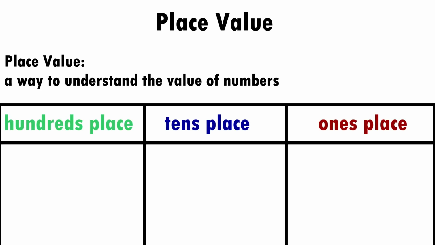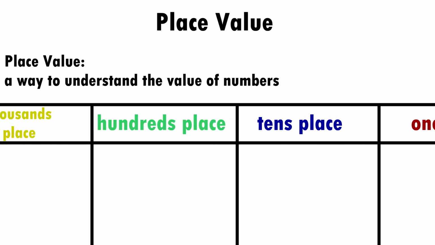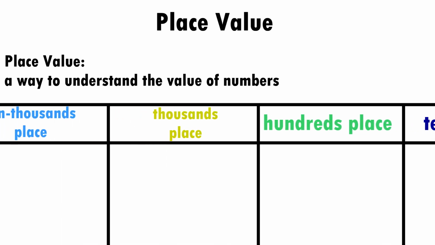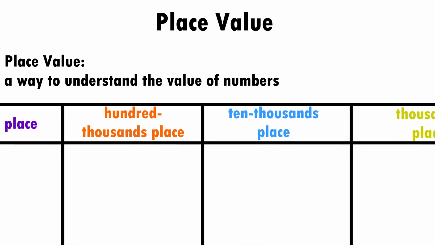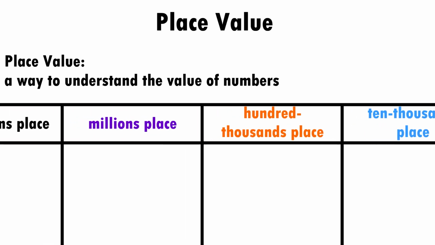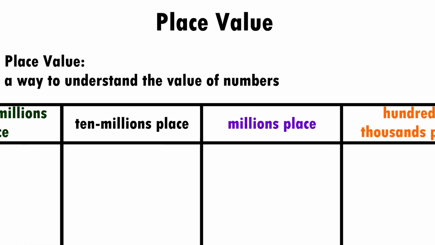Let's look at this chart. To the very right, we have the ones place. To the left of the ones place, we have the tens place. Then we have the hundreds place, thousands place, and even 10,000s place. As we keep going to the left on the table, we add an extra zero to the placement on the table.